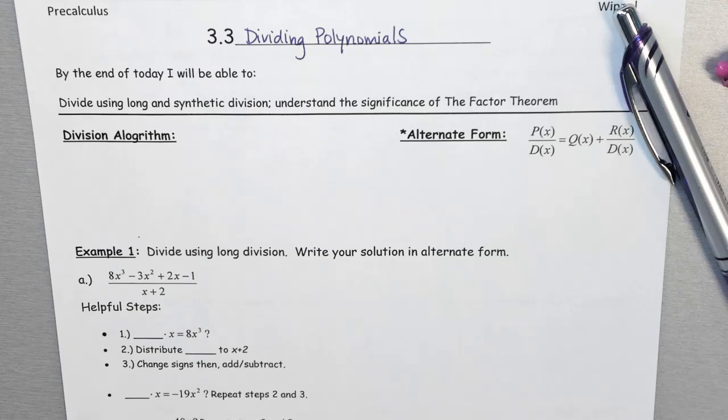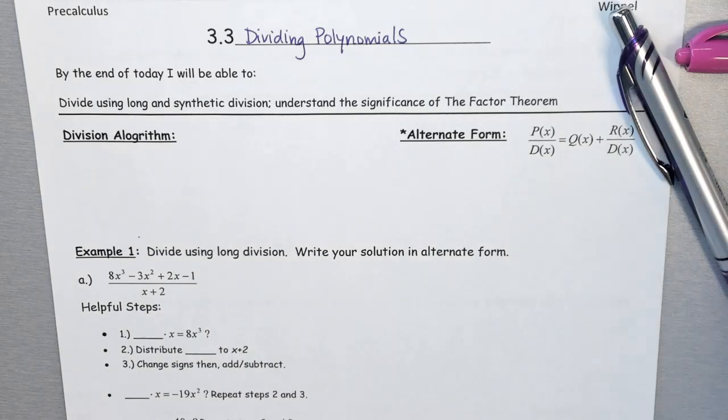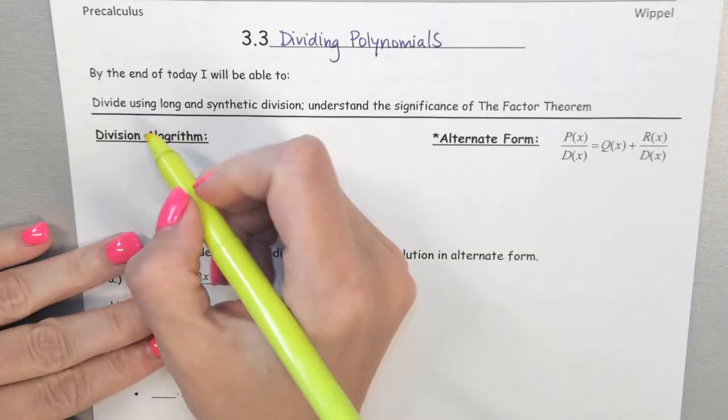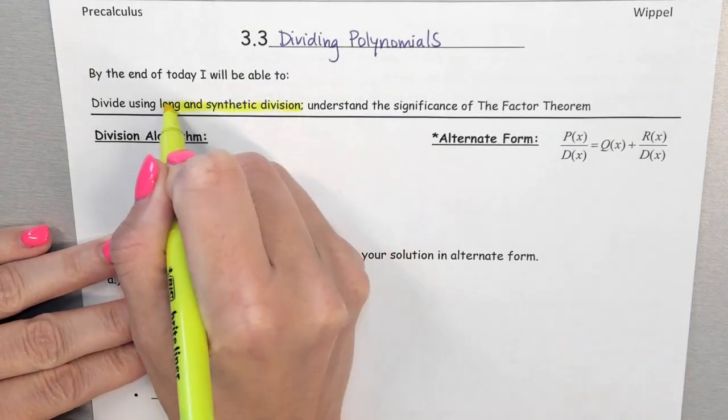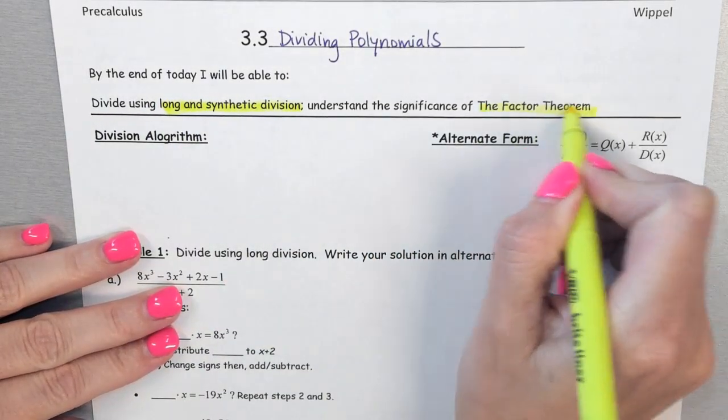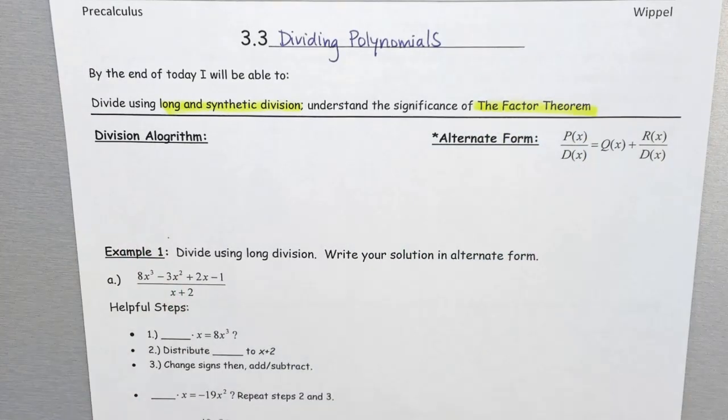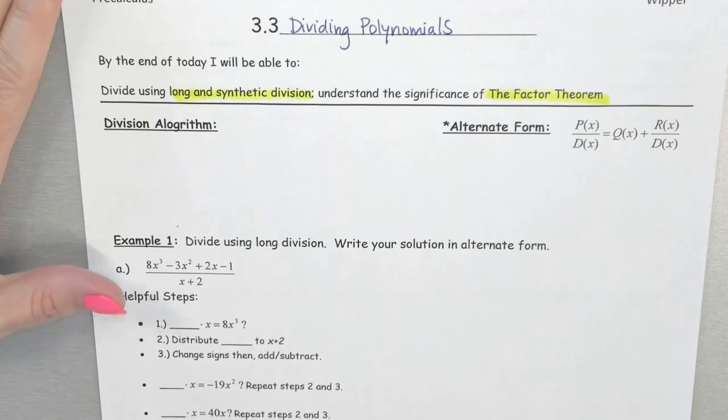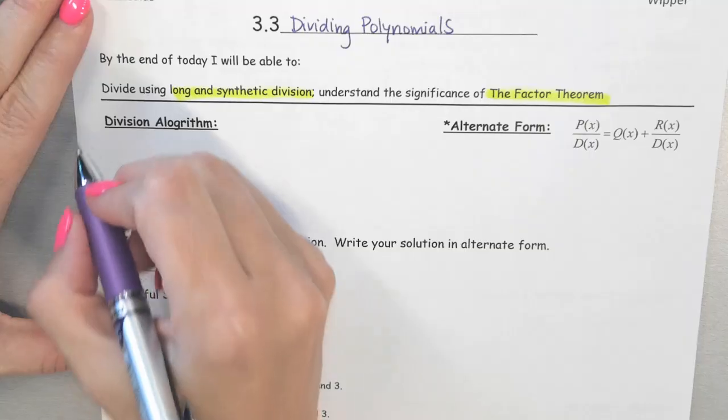Okay, so today when we're dividing polynomials, we're going to focus on two types, long division and synthetic division. And then we're also going to understand the significance of the factor theorem. Okay, and we are also going to talk about one more theorem called the remainder theorem.